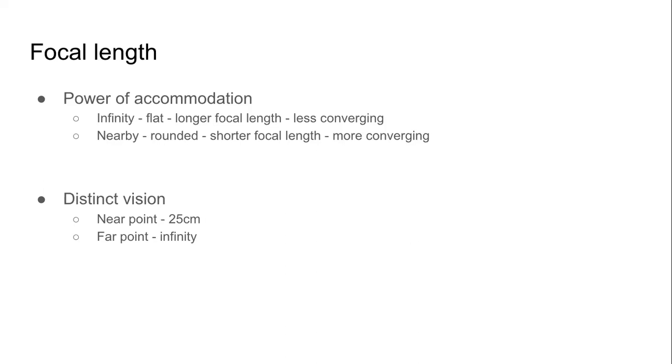At the same time, अगर हम उसको दबा दें, then the lens will become more rounded. Because of that, the focal length will decrease. That means it will converge more. तो दूर की चीजें देखने के लिए our lens stretches. To see something nearby, our lens contracts. Or we can also say to see things farther away, our lens flattens. And to see things that are nearby, our lens gets rounded.